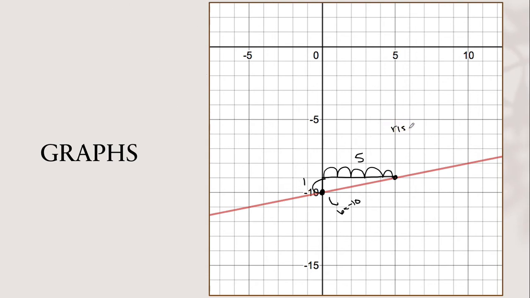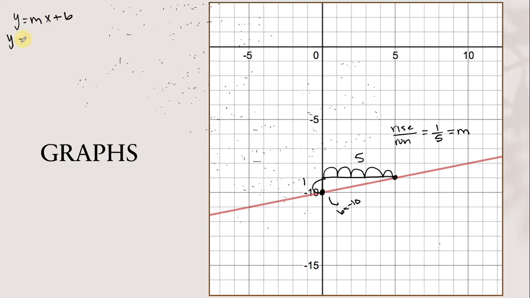So my rise over run is 1/5. This is my slope. So if I was to write this equation in slope-intercept form, it would be y equals 1/5 x minus 10. Because my slope is positive 1/5, but my y-intercept was -10.